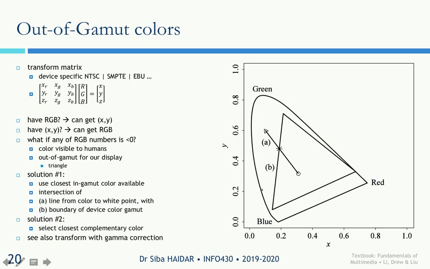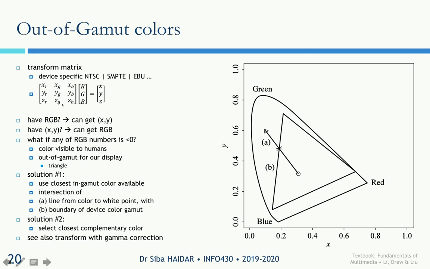So are all the visible colors representable? What is the question now? Can I print all the colors that I can see in nature? Can I display on the screen all the colors that I can see in nature? Putting aside the digitization step, is the electronic device that I'm using capable of showing me all the possible colors that are inside the spectrum locus?